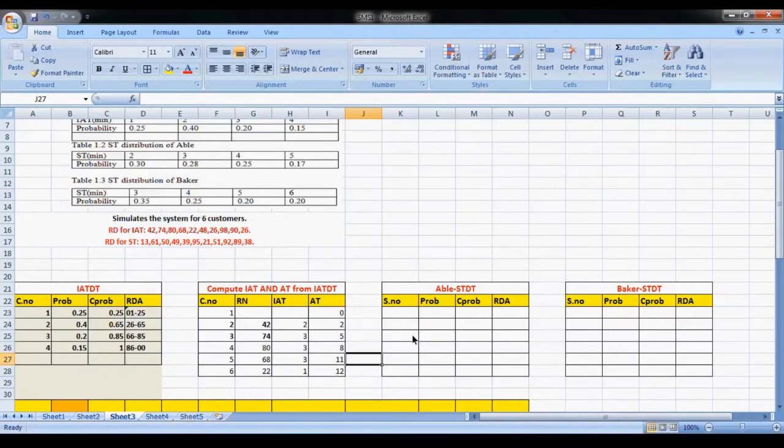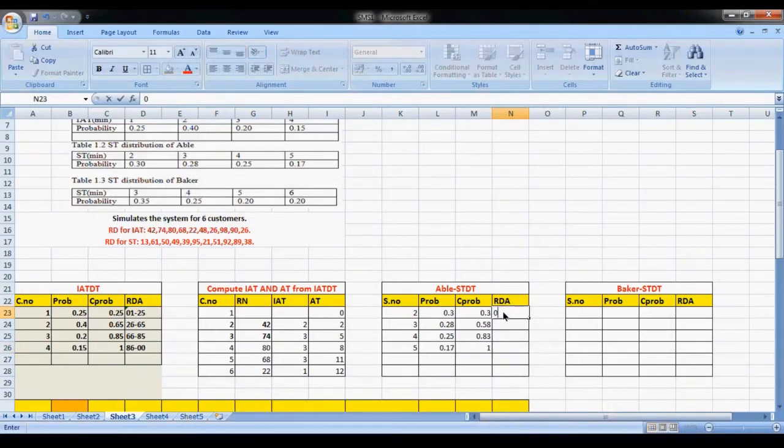Next, we go to Abel's service time distribution table. In table 1.2, the service distribution of Abel is given. The service times are 2, 3, 4, and 5, and the probability values are 0.30, 0.28, 0.25, and 0.17. Now we need to calculate the cumulative probability. For the first it is 0.30, for the second it is 0.58, for the third it is 0.83, and for the last it is 1.00.